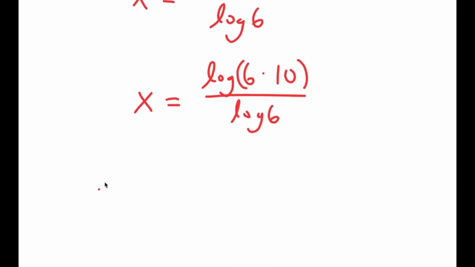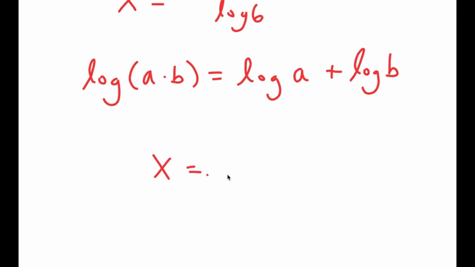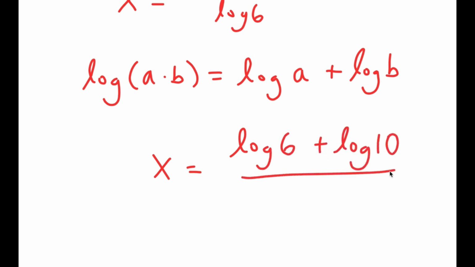And if I have something in the form log of a times b, this is equal to log a plus log b. So log 6 times 10 is going to equal log 6 plus log 10, and I have this over log 6.